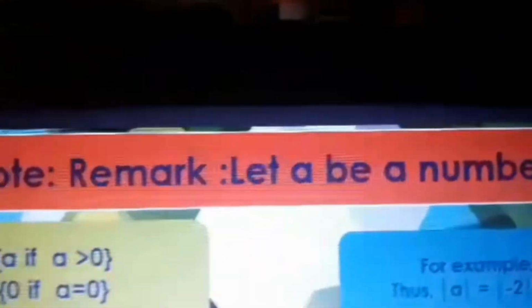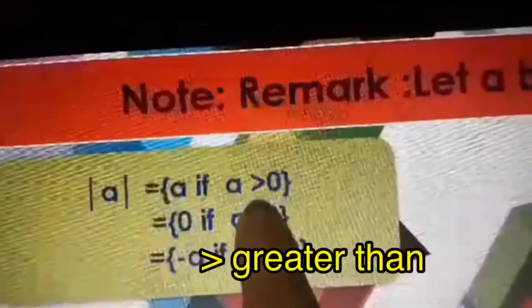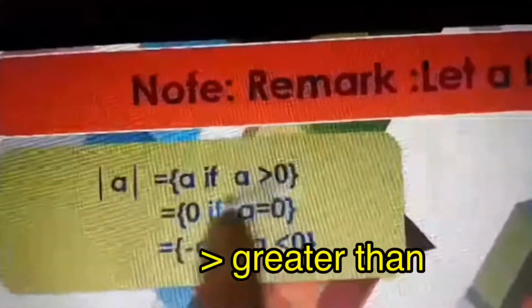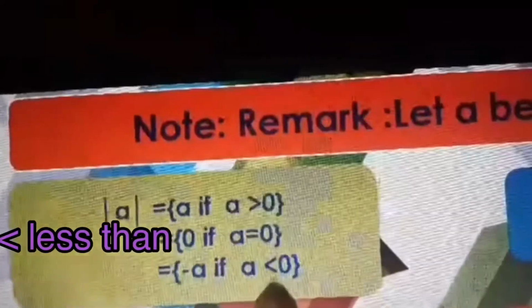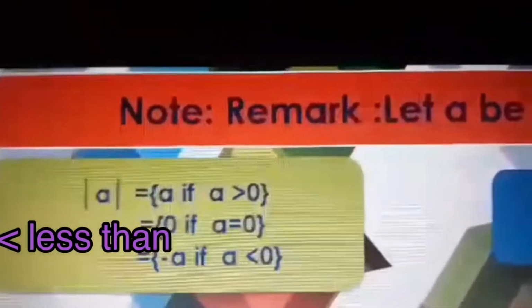Okay, you must take note. Remark: let A be a number. The absolute value of A is A if A is greater than 0, this is the symbol of greater than. It is 0 if A is equal to 0, this is the symbol of equal. Next, it is negative A if A is less than 0. This is the symbol of less than or smaller than.